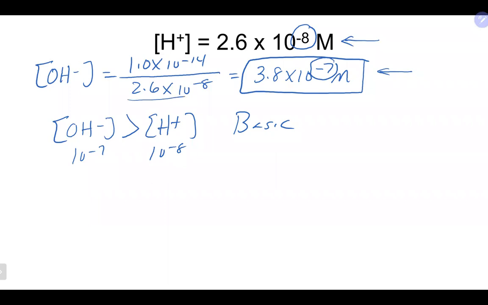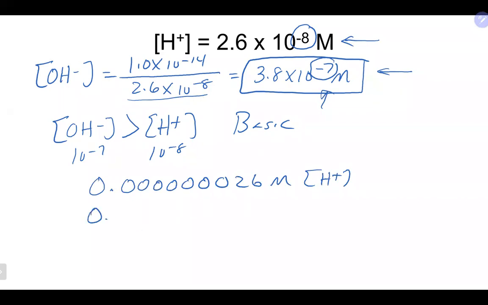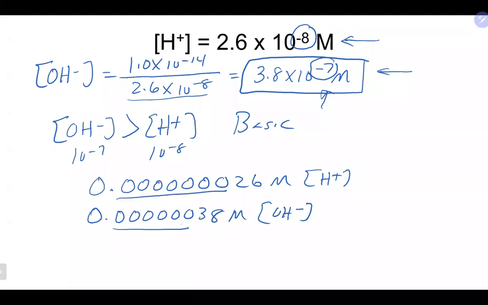So again, just to illustrate that, if it's still not clicking why that is, if we take the 2.6 and convert it into a decimal, it would be something like this: 1, 2, 3, 4, 5, 6, 7, 2, 6. And that would be our H plus. And if we did it for our OH minus, it would be 3, 8. This obviously has more zeros than that guy, which makes it a smaller number, if you convert it into a decimal. Any questions on that there?